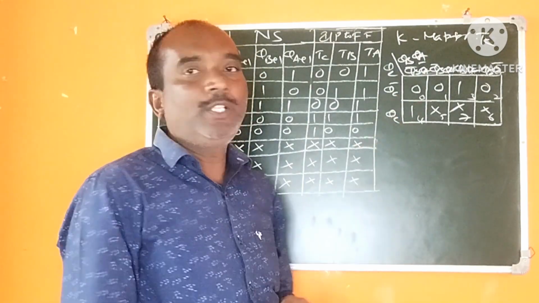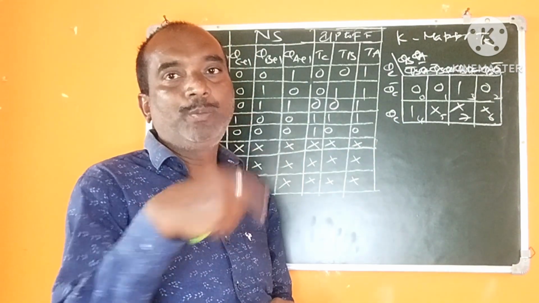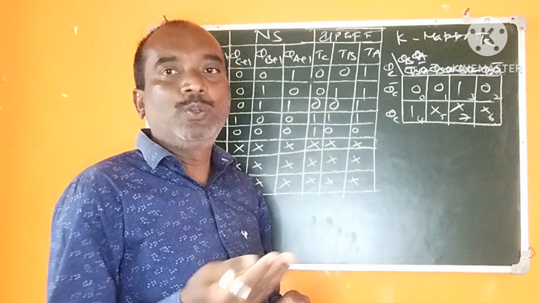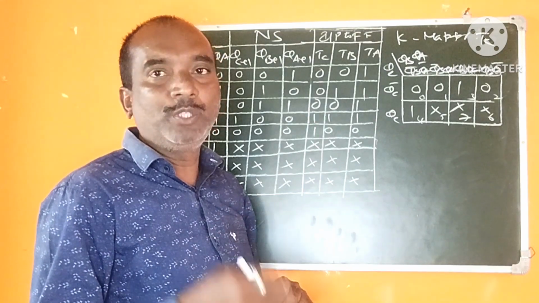If all the cells are filled with a unique number, that can be grouped as a single function, and the functional value will be equal to 1. All cells are not possible, so we will go with 4 cells. If that is not possible, 2 cells.